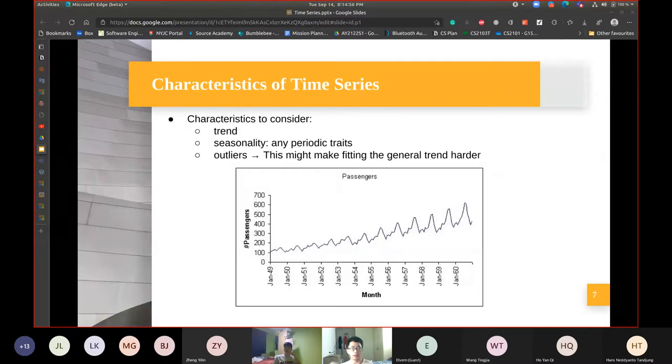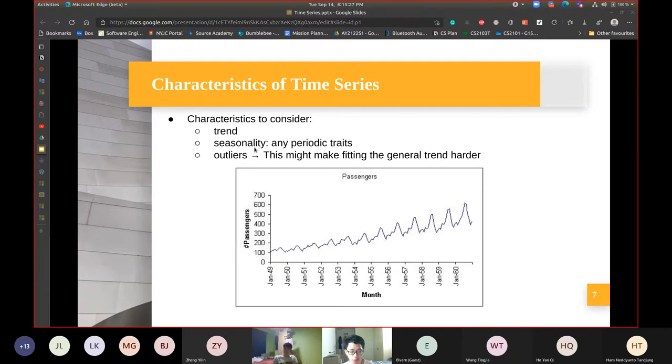Alright, we're going to ignore the problems first. We're going to assume that these problems don't exist, and then we'll slowly introduce each of the problems and see how we can tackle each of them. For basic time series, there are certain characteristics to consider. There's trend, which is quite straightforward. For example, in this graph, the trend is that it's rising upwards. So you can draw a straight line up.